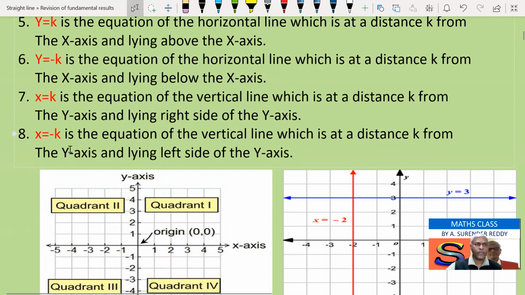x is equal to minus k is the equation of vertical line which is at a distance k from the y axis and lying left side of y axis.